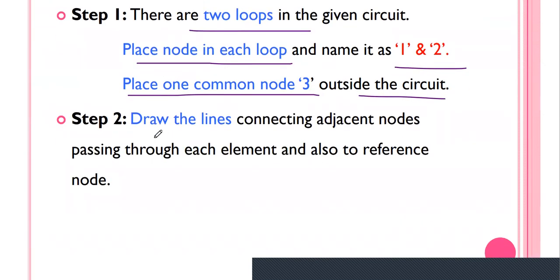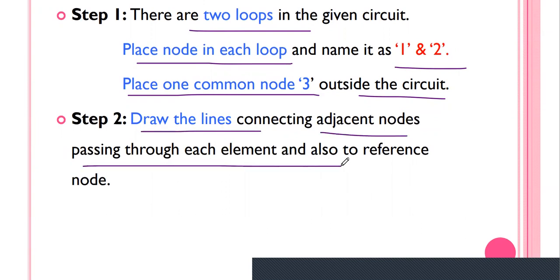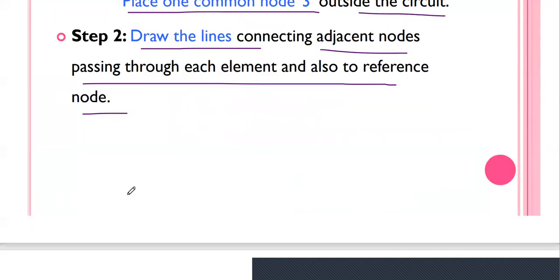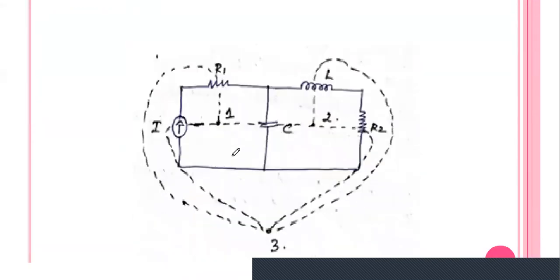Then step 2, what is step 2? We have to draw a line connecting the adjacent nodes, passing through each element and also to the reference node. Okay, that is the second step. So you just connect node 1 and node 2 to the reference node through each element. If two elements are available in the first loop, then the first node is connected to node 3 via each element. Similarly, the capacitor is connected in between. This capacitor is common for loop 1 and loop 2, so that's why you connect node 1 and node 2 via this capacitor.